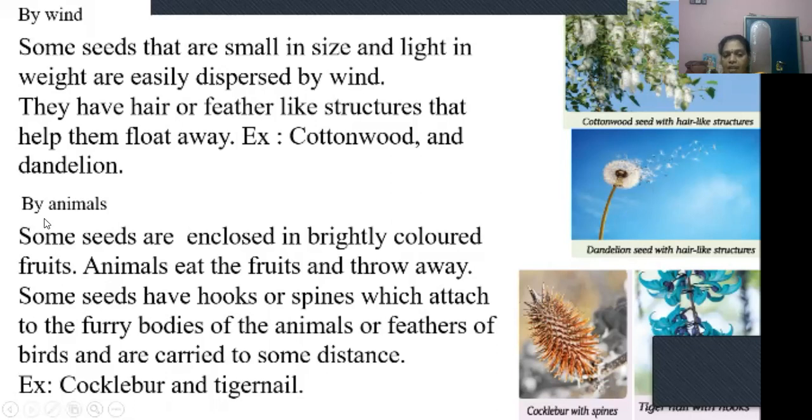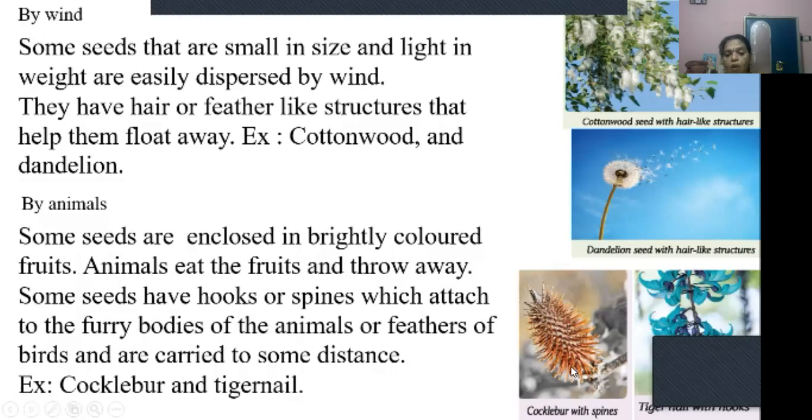Next, how some seeds are dispersed by animals. Some seeds are enclosed in brightly colored fruits, for example mangoes and watermelon. These fruits will be eaten by animals and the seeds are thrown away some distance from the parent plant. Then, another way: some seeds have hooks or spines.